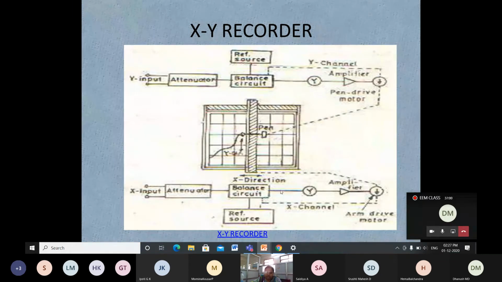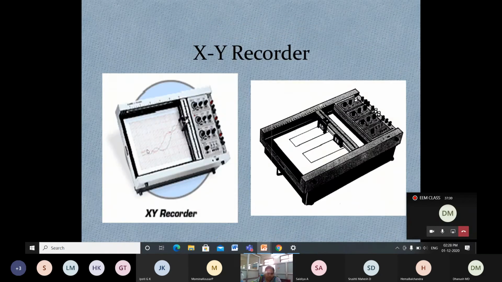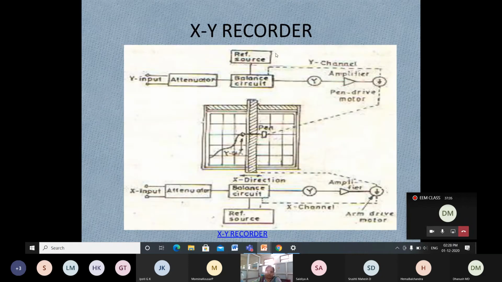At a time, all the functioning blocks in the block diagram operate based on the values. The pen drive motor and the arm drive motor start working. Based on that, when the information is recording, as I am telling here, the arm drive changes the position, and the pen drive starts recording the information like this. Observe, it starts recording the information. That's about your XY recorder.